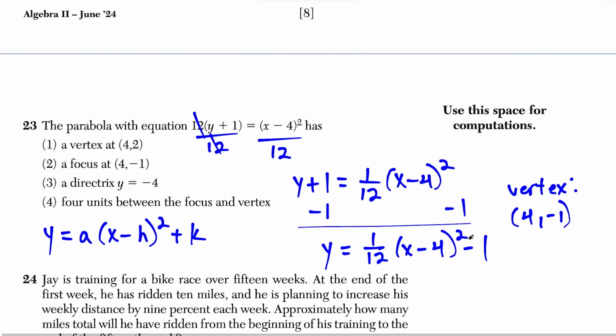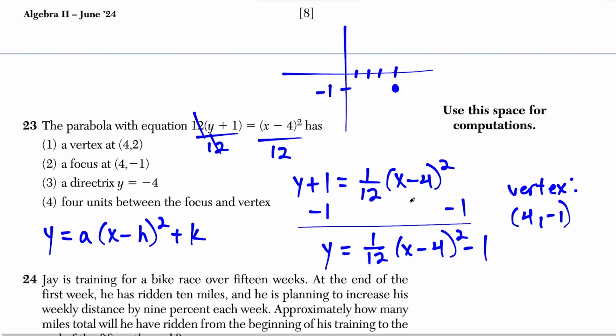So this would be our k value in our vertex. So then what I do is I sketch this out. So we're going to have some parabola. The vertex is at 4, negative 1. So that's over here. This is the vertex. And it's a parabola where the coefficient of x squared is positive. So this is a parabola that's going to open upwards.